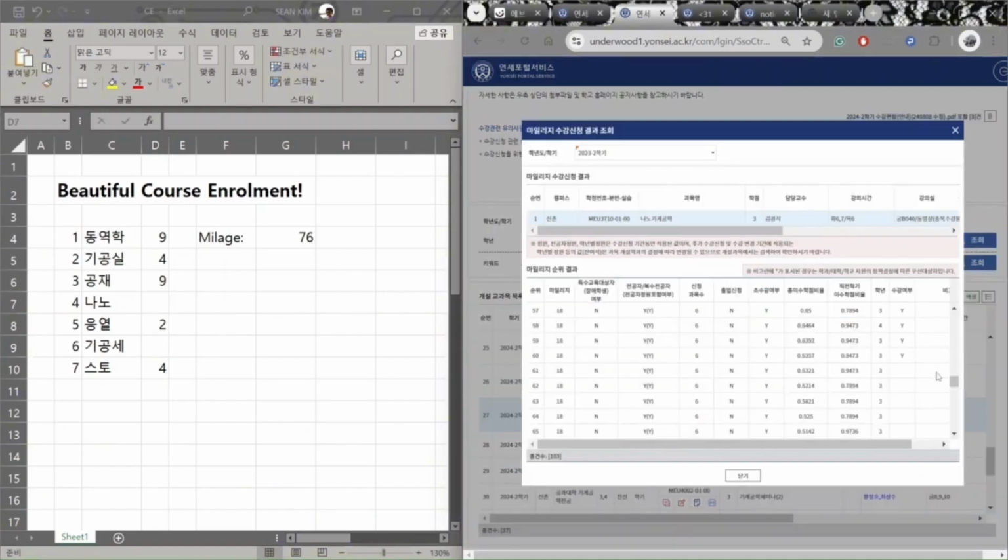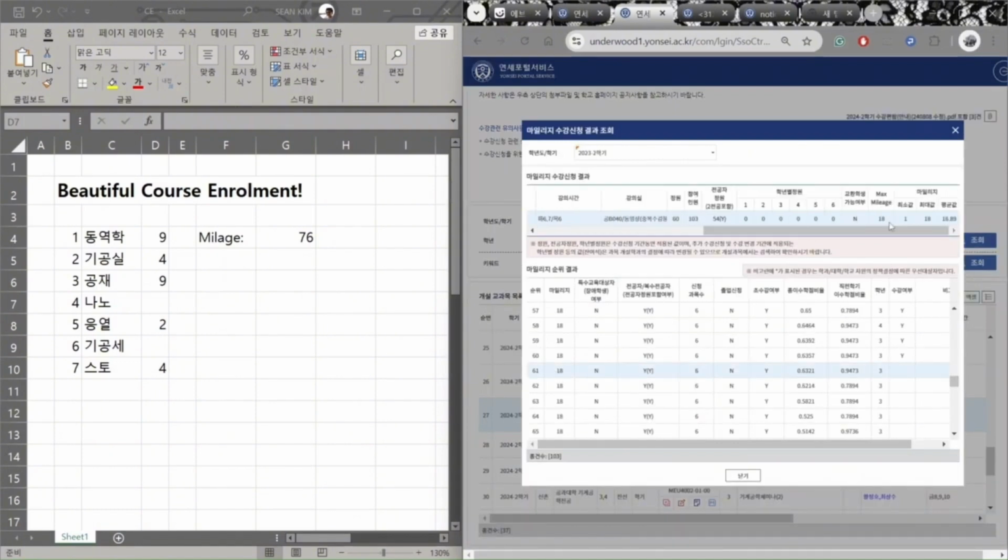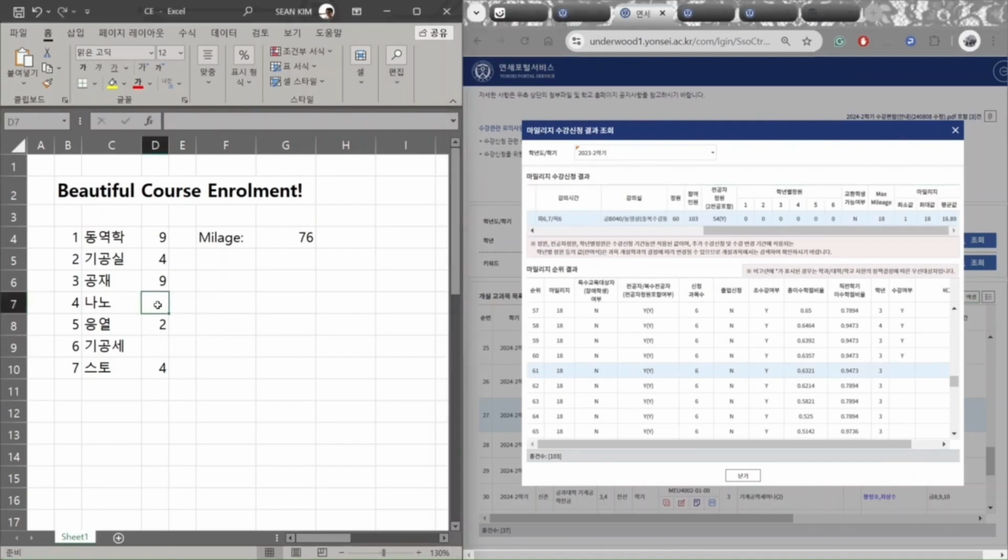Now for this subject, I am in slight trouble. Some people put the max mileage for this course, which is 18. However, even putting 18 does not guarantee you a spot as a third year, which means I will have to put 18 and hope for the best.